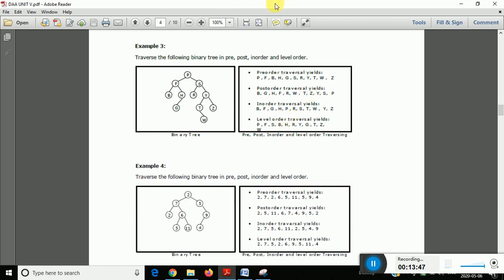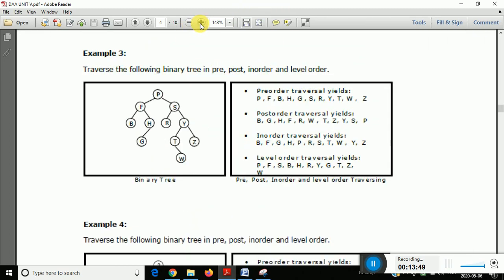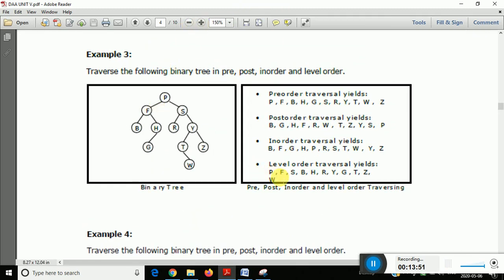So last one is the label order. That is nothing but we just have to put the label. For example, we have to visit the nodes in the label form. Means how? P is there, we have to write P, F, S, B, H, R, V, G, T, Z, W. These all are in label 1, label 2, label 3, label 4. In that way we have to visit the nodes. So that is a simple one, label order node.